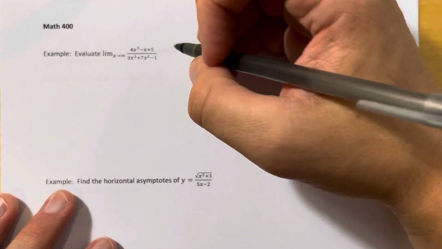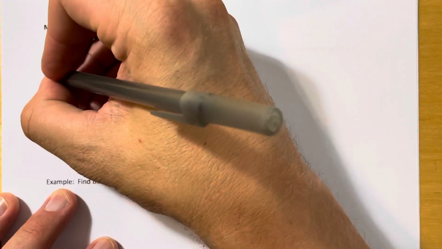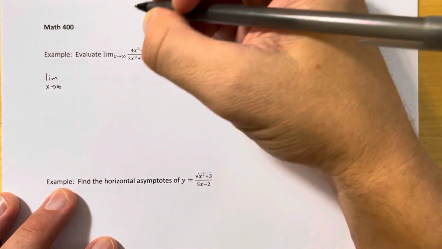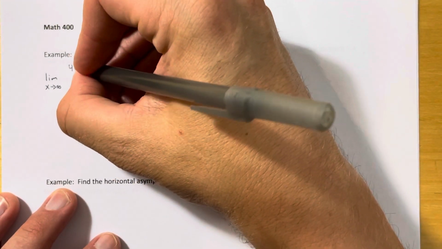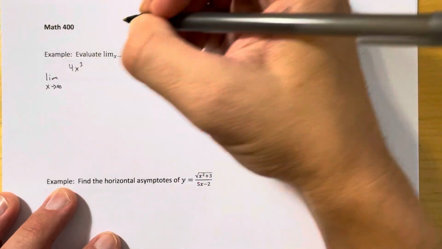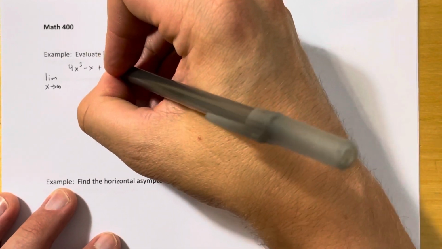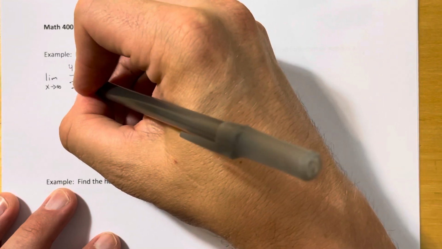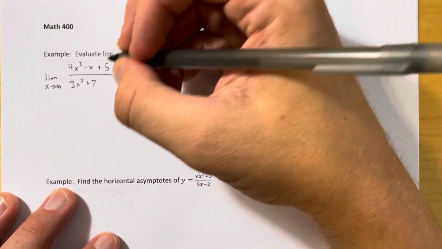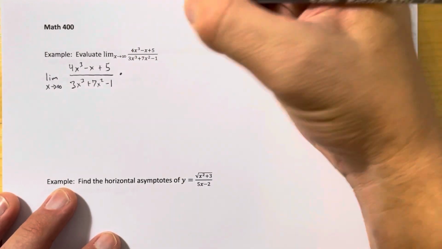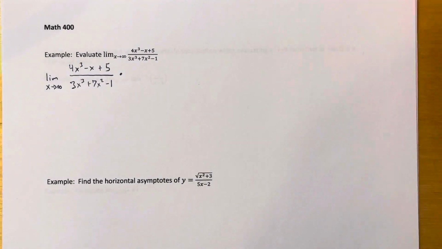What I'm going to do here is modify this function. So the limit as x approaches infinity, and I shouldn't say modify, but I'm going to simplify it in a specific way. 4x cubed minus x plus 5 over 3x cubed plus 7x squared minus 1. What I'm going to do is a common trick we've already used multiple times, and you would have used this in several other classes prior to this one.